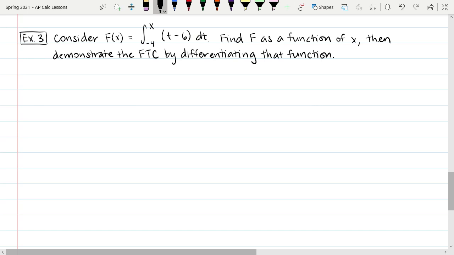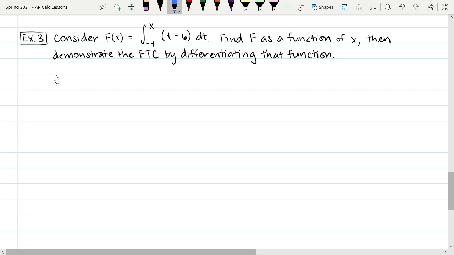Okay, so consider the function f of x equals the integral from -4 to x of t minus 6 dt. So we're going to first find f as a function of x, like what we did in the beginning of the lesson, and then we're going to demonstrate the FTC by differentiating that function. Based on the fundamental theorem of calculus that I just showed you, we should already expect that big F prime of x is just going to be x minus 6. Remember, the x just substitutes for the t. But we're going to demonstrate that by actually showing the integration and then differentiating that.